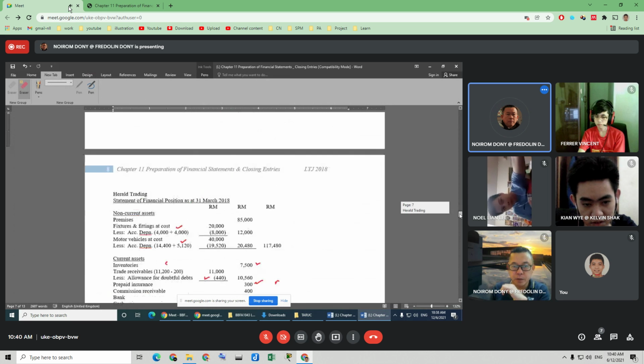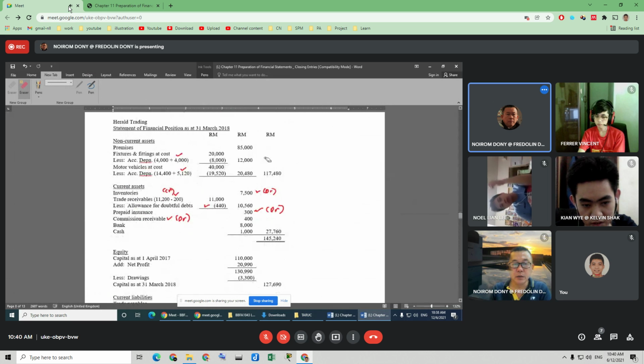Then we do the statement of financial position. List down all your non-current assets and current assets first. You only take the non-current assets at net book value. So fixtures and fittings, you minus the accumulated depreciation, and the net book value you put on the second column. Same goes with motor vehicles. So you add 85,000 plus 12,000 plus 20,480.